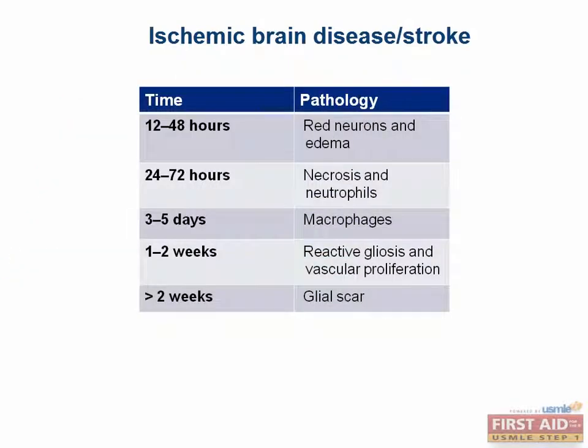The reaction of the brain to an ischemic insult is the same as the pathogenesis for all brain remodeling after injury. This table outlines the general time course of neuronal injury and response. The process begins with red neurons, or neurons undergoing cell death. This then leads to an immune response of neutrophils, followed by macrophages, and lastly it ends with gliosis and scarring. And it is important to know this time course.